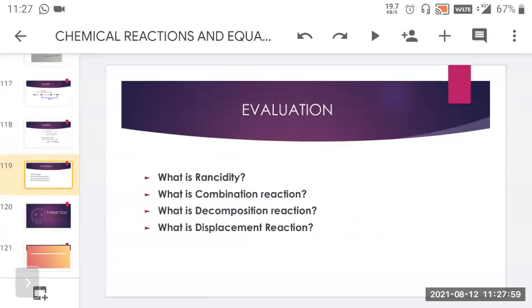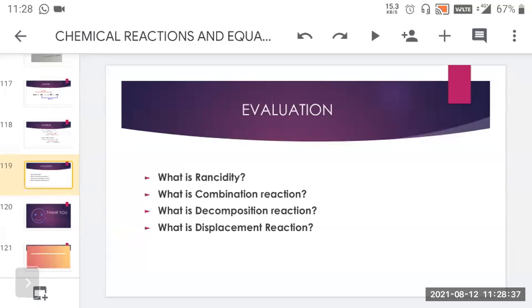Now just go towards the questions. Rancidity, yesterday we had seen about it. What do you mean by rancidity? Whenever old oil, leftover cooking oil for making foodstuff, is found to have a foul smell, then we say it is called rancidity. Then what do you mean by the combination reaction? As I already told you, when 2 reactants combine together, they form a single product, that is known as the combination reaction.